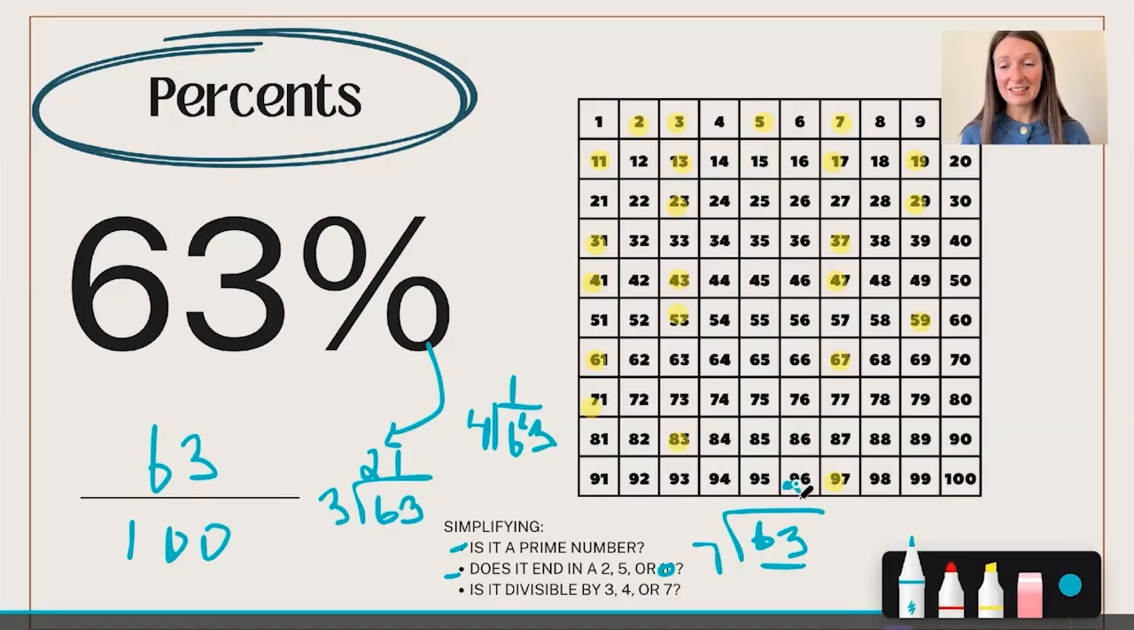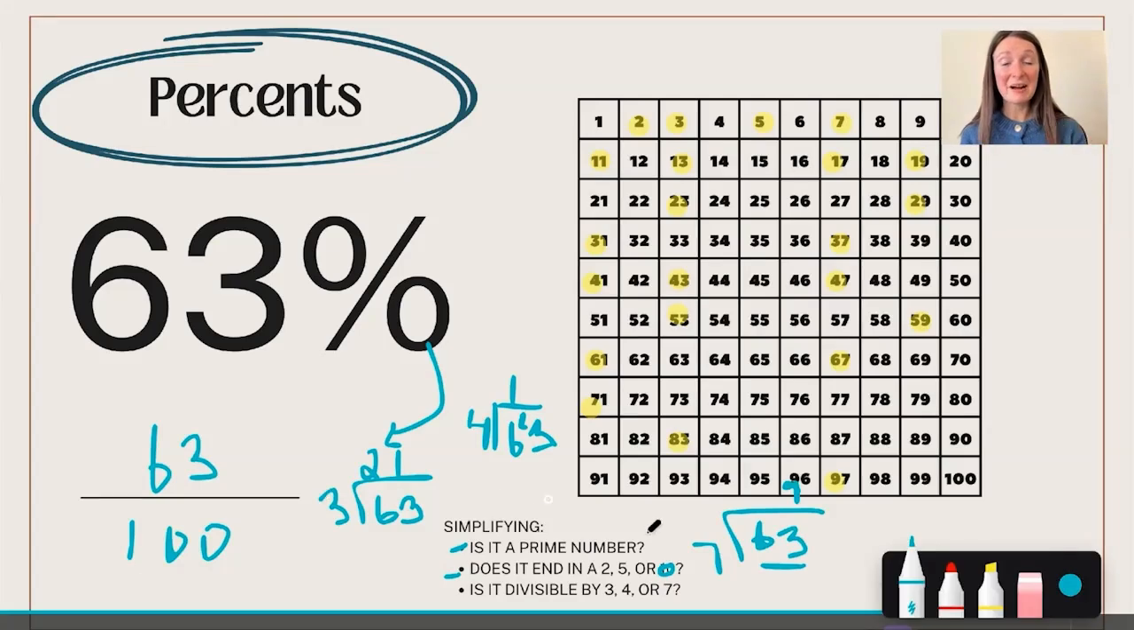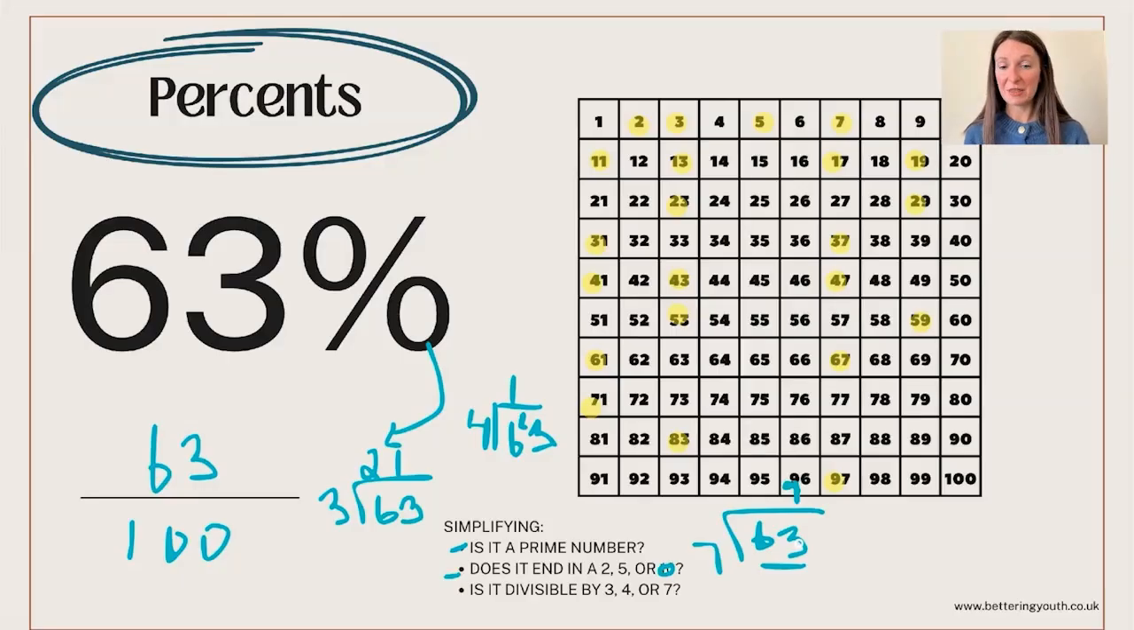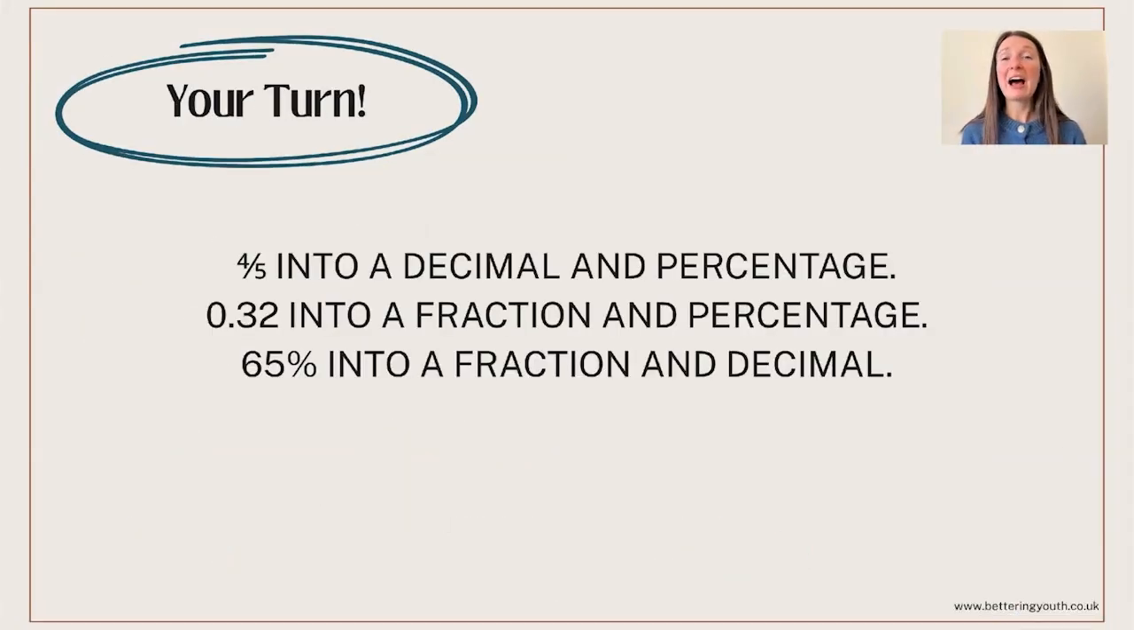So can 7 fit into 63? Yes, 9 times, but does 100 get divided by 7 with no remainders? No. So can we simplify 63? No, we can't simplify this fraction, 63. It stays as is.